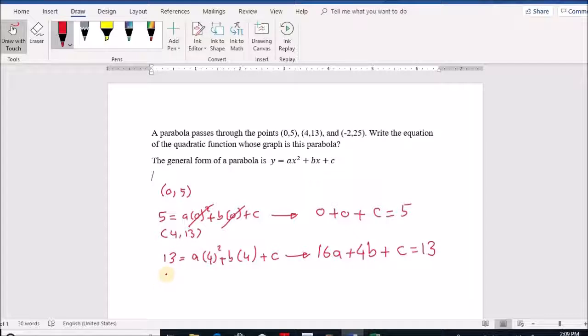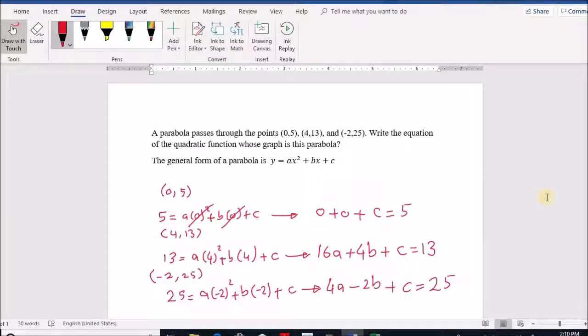My third equation is using the point (-2, 25). So I'm going to plug this point in the general form again. That is y equals 25, and instead of each x, replace it with -2. So a times -2 to the second power plus b times -2 plus c. From there, I will get the equation: -2 squared is 4a, plus -2 times b is -2b. So let me remove this plus sign. Minus 2b plus c equals 25, and that is the third equation.